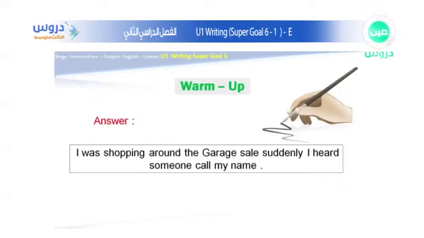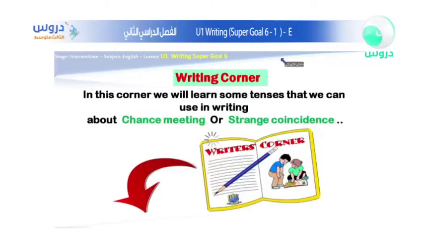Okay, let's go to the next. So this is the answer, your beautiful answer. I was shopping around the garage sale. Suddenly, I heard someone call my name. Very nice. When we write, this is the right-hand corner. So in this corner, we will learn some tenses that we can use in writing. So we will talk about tenses. The past, maybe the present. The tenses about chance meeting or strange coincidence.